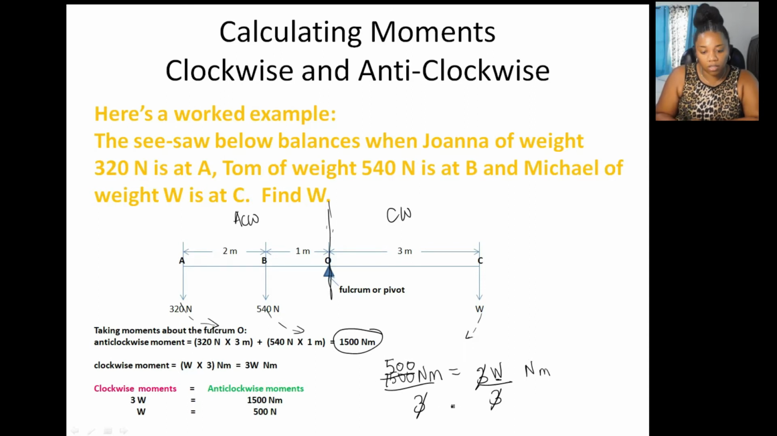Oh, I didn't put the meters. My bad. So 3 meters divided by 3 meters, so you end up with 500 newtons. Correct. Right, so this is 500 newtons. Good.